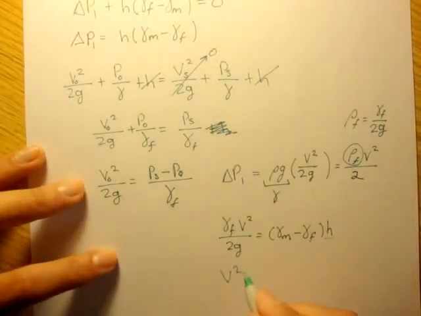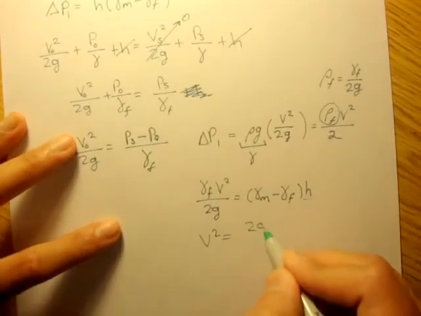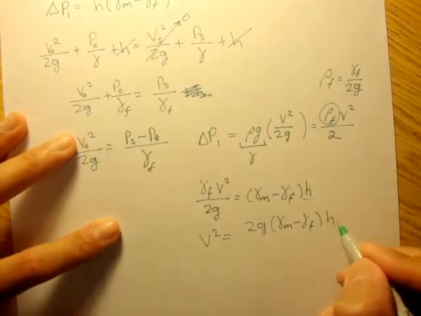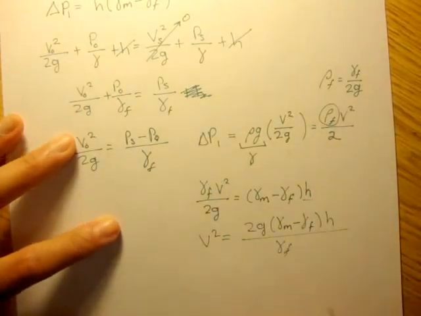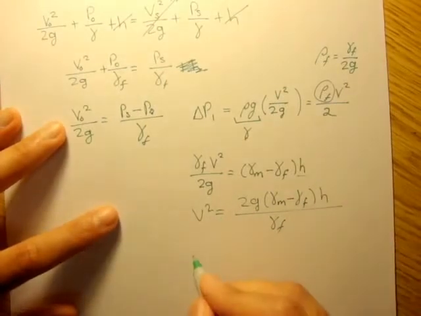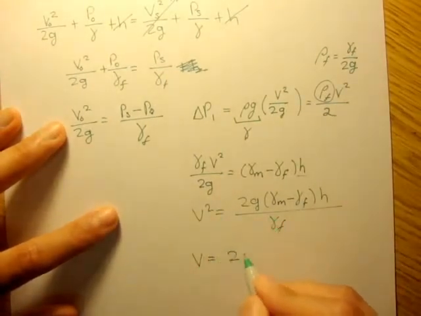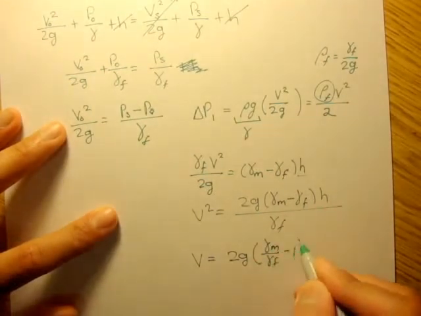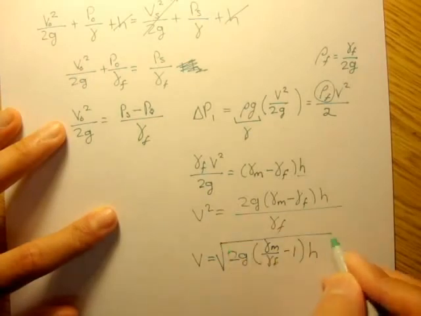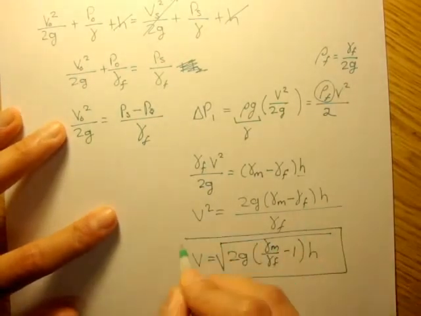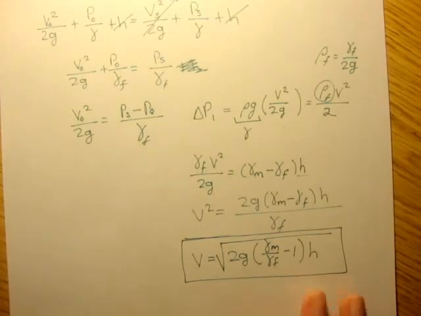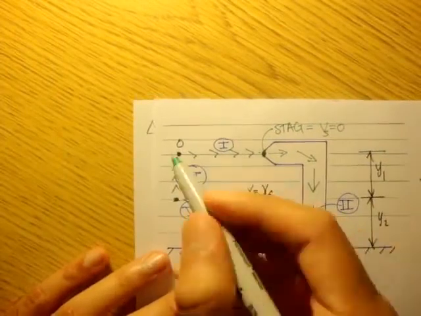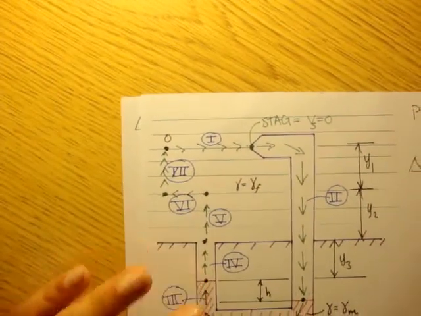Let's solve for v squared here. We get 2g times gamma mercury minus gamma f times height over gamma f. And we square root both sides. We get v is equal to 2g times gamma mercury over gamma f minus 1 times h, and all of that square rooted. Okay? So that right there is the velocity. It's the velocity of this air. It's the velocity of point 0.